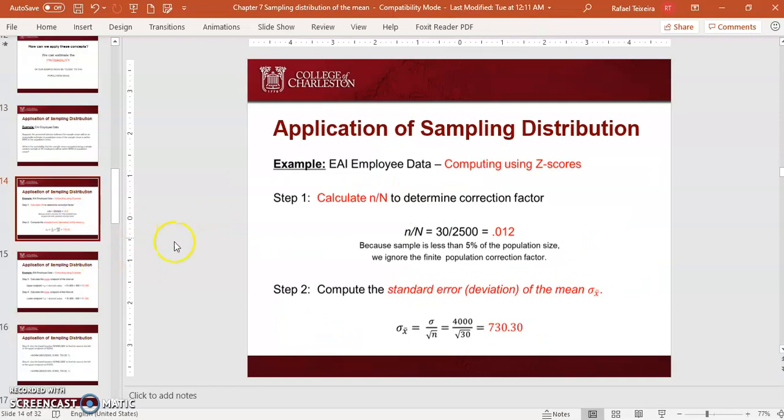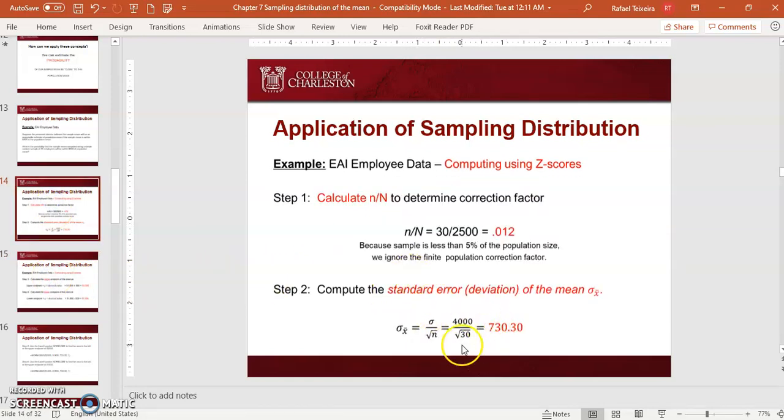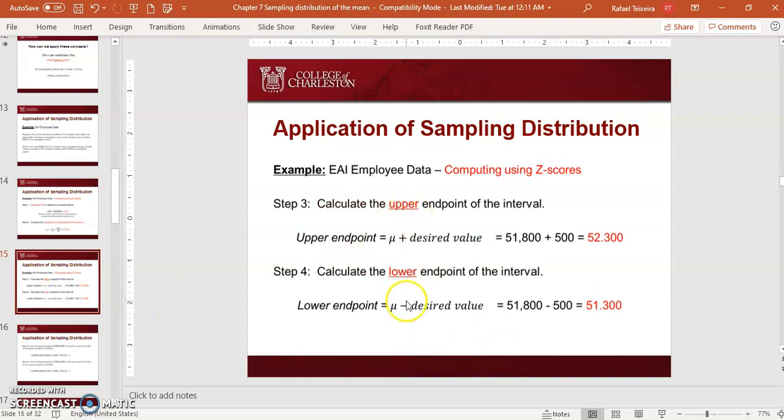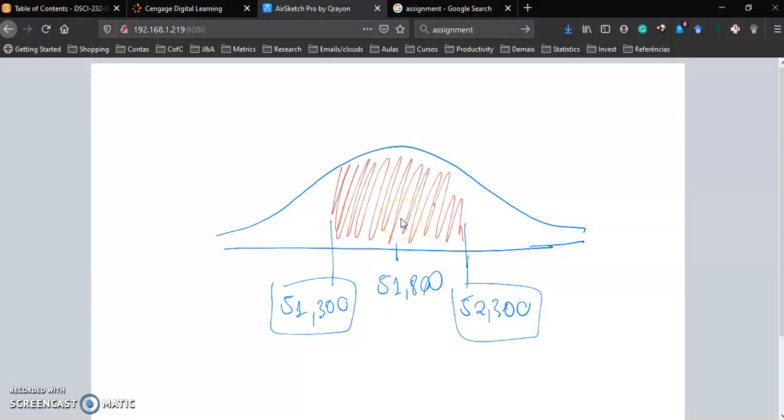So these were the steps. First, you compute the need for the correction factor using the ratio that I showed you before. Then you compute the standard error of the mean. Now you compute the upper and lower endpoints like I showed you. And then you can use the Excel functions you learned in chapter 6 to figure out the areas. Let me show you one more time.